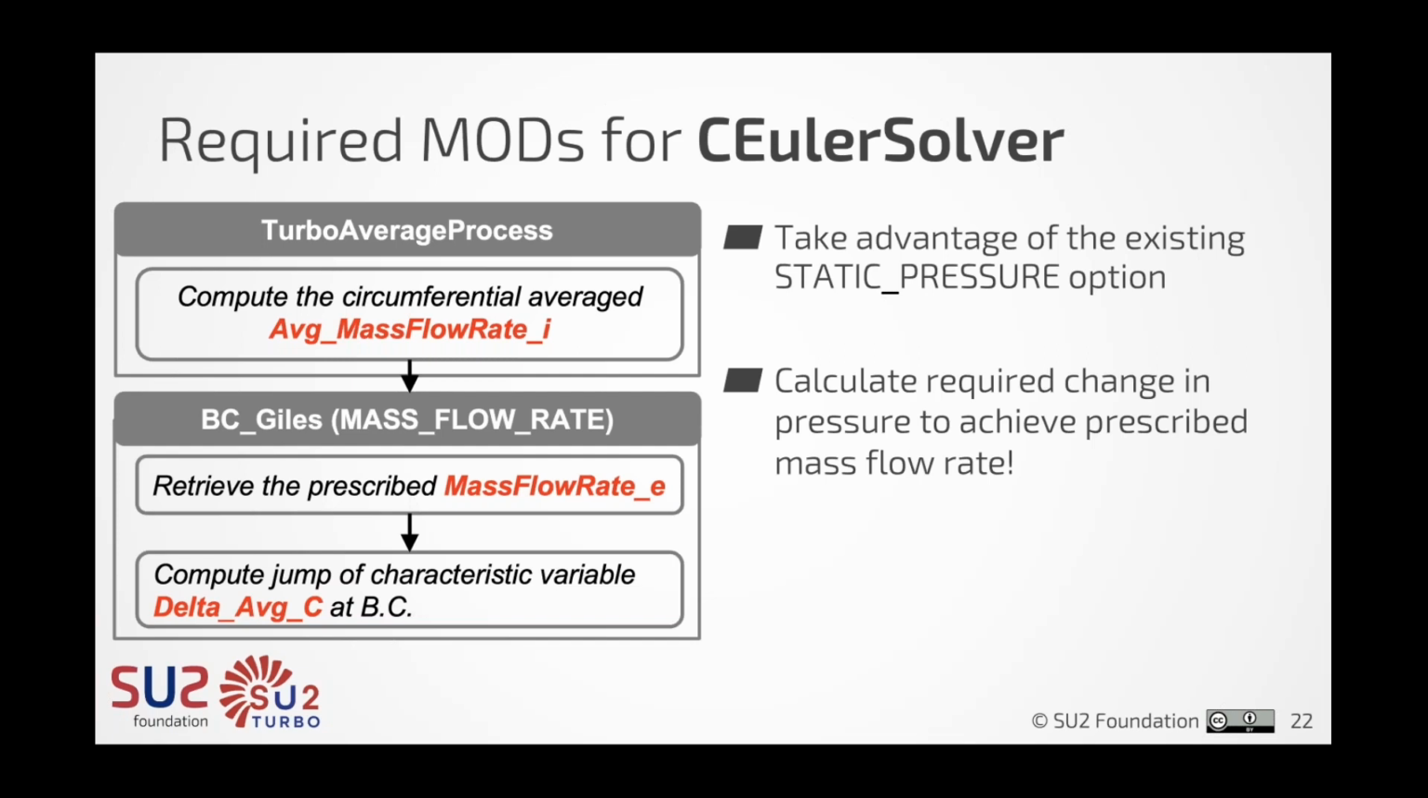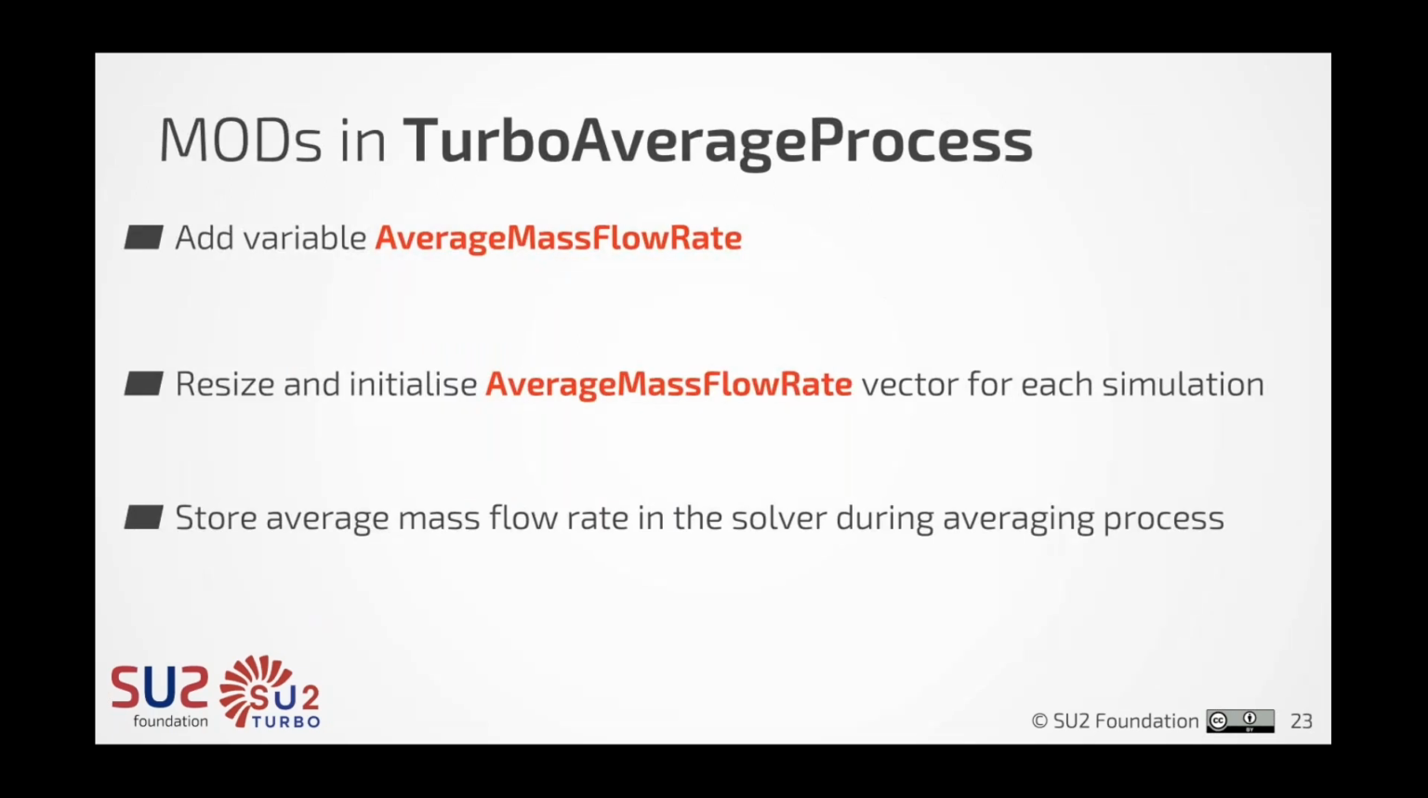And we can take advantage here of the existing static pressure option because the calculation is still essentially the same, apart from we need to calculate the required change in pressure to achieve a prescribed mass flow rate rather than prescribe the pressure, which just goes back to the equation that we showed at the start. Does that all make sense for everyone? Yeah. So how are we going to do this?